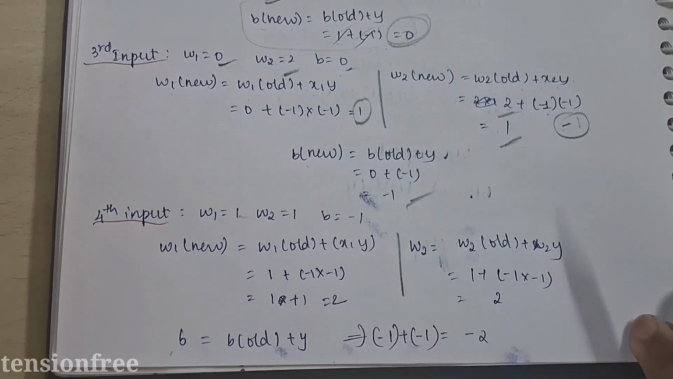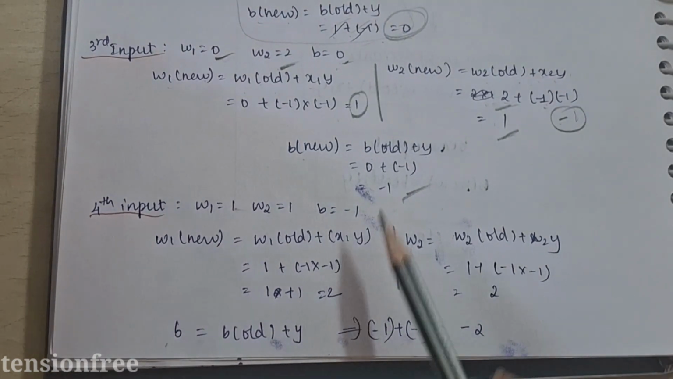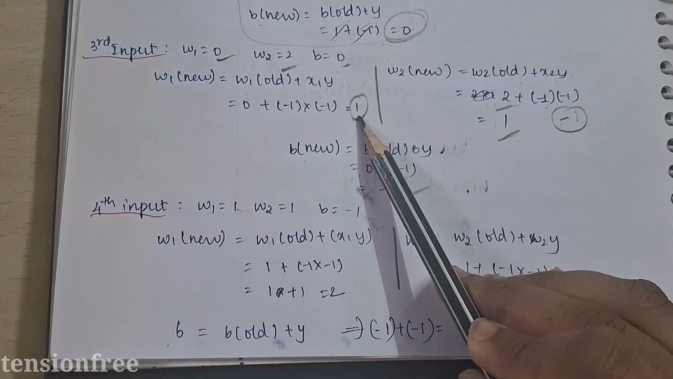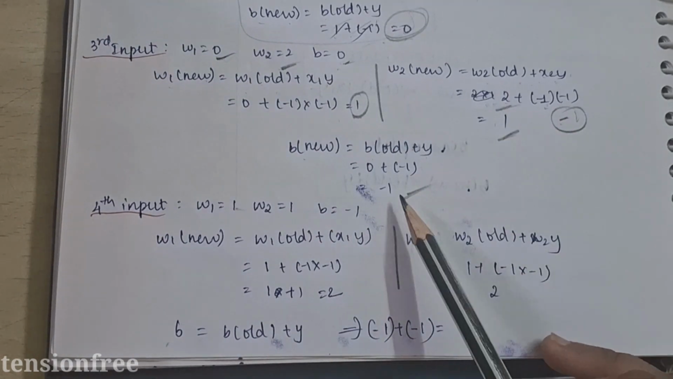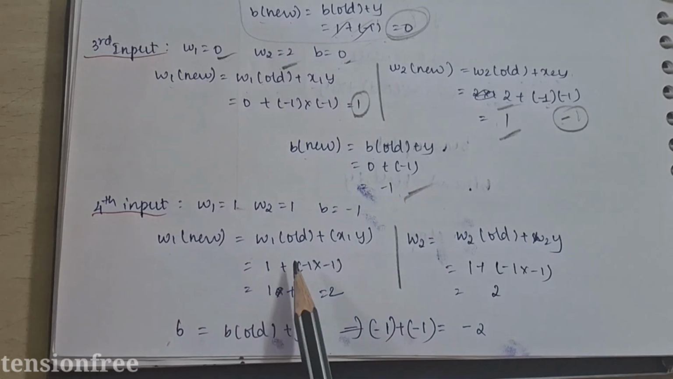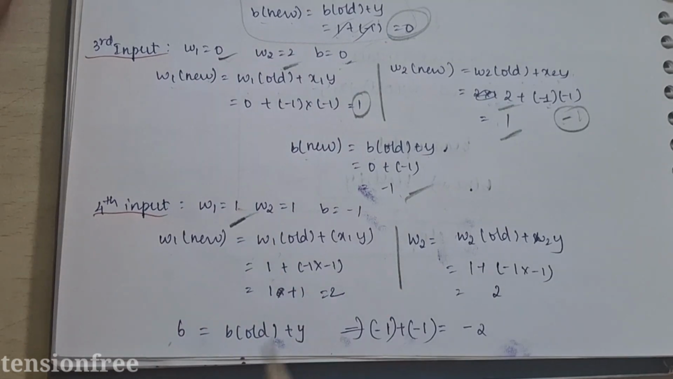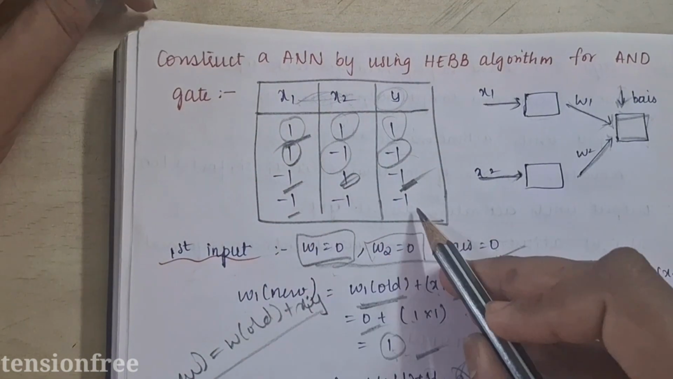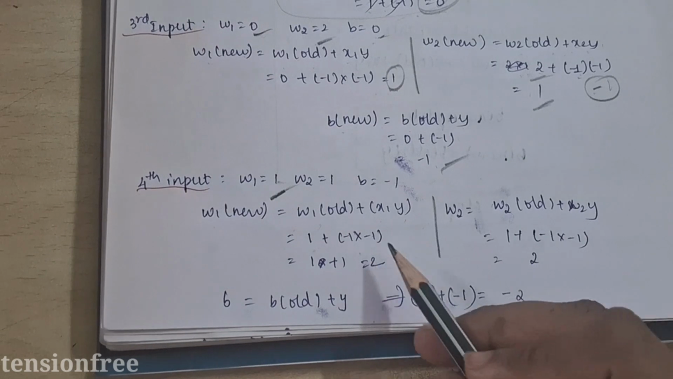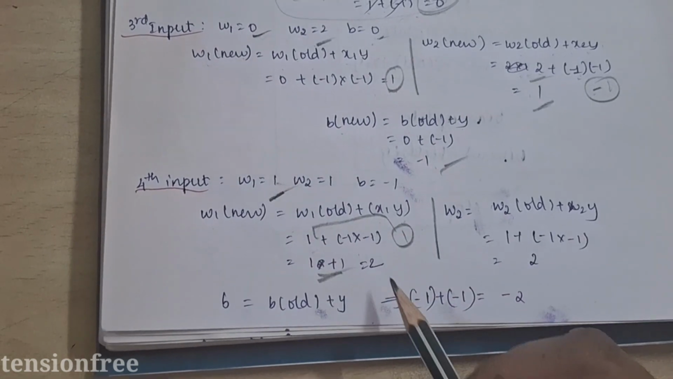Next, the fourth input. The weights we get are W1 will be 1, W2 will be 1, and bias is minus 1. Look at that. W1 new is equal to W1 old plus XY. What is the W1 old? We got here 1. And XY: what is the X value here? Minus 1. And Y value is also minus 1. Minus 1 into minus 1 is plus 1. 1 plus 1 is equal to 2.